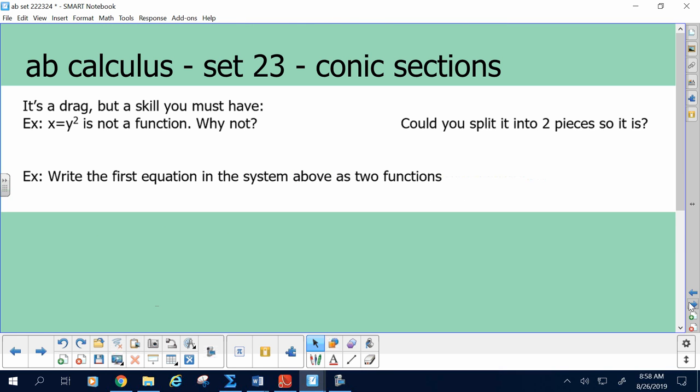Okay. Now, it is often the case, however, especially for calculus, that you want it to be a function. There are some things that the calculator still can't do in relation mode, calculus-wise. So we are going to sometimes have to go through the rigmarole of solving for y. Let's start here. X equals y squared is not a function. Why not? Yeah, it fails the vertical line test. When you put in an x, you get 2 y's.